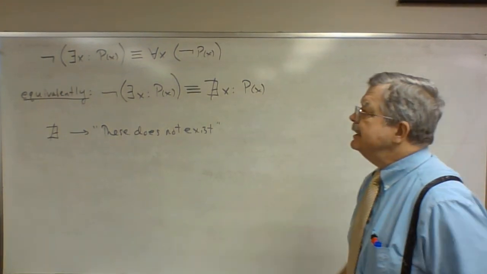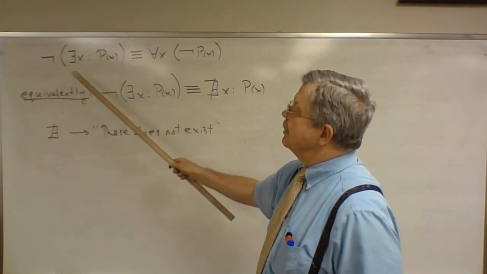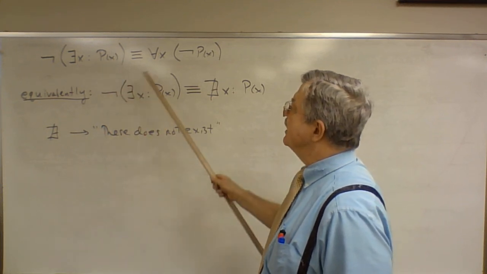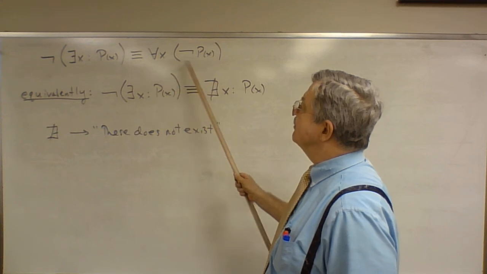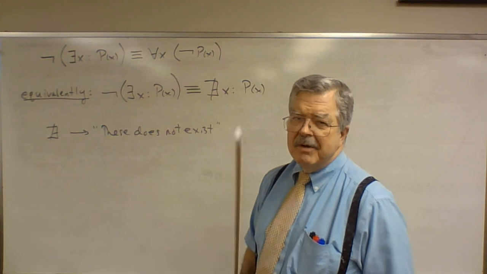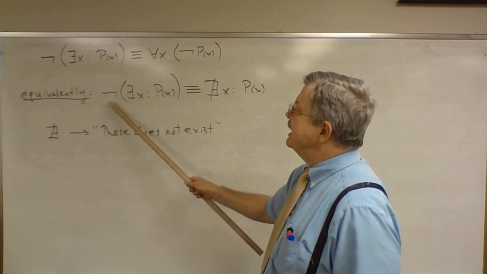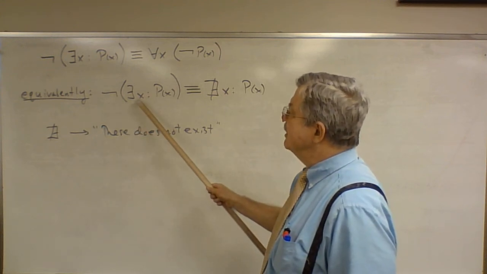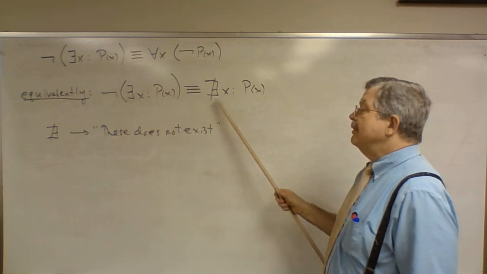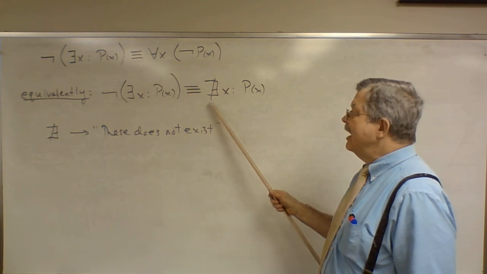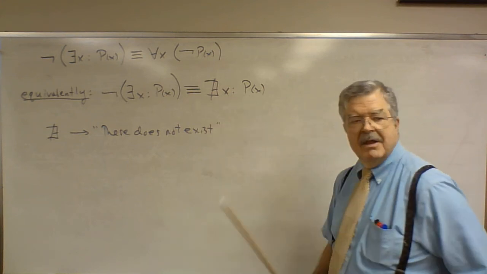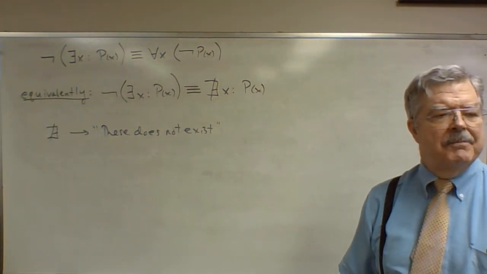So symbolically, the negation of the quantification, there exists an x such that p of x, is for all x, p of x is false. And there's an equivalent way of doing this. The negation of the quantification, there exists an x such that p of x, can also be written as there does not exist an x such that p of x. So there are two ways of doing that.